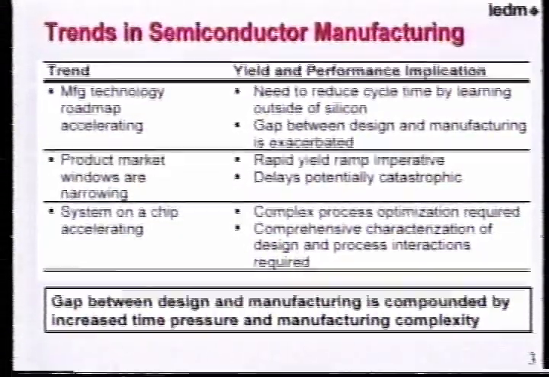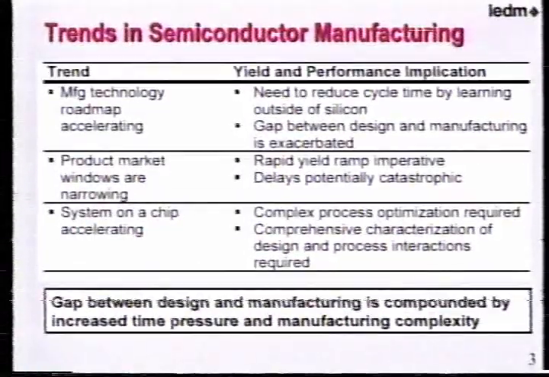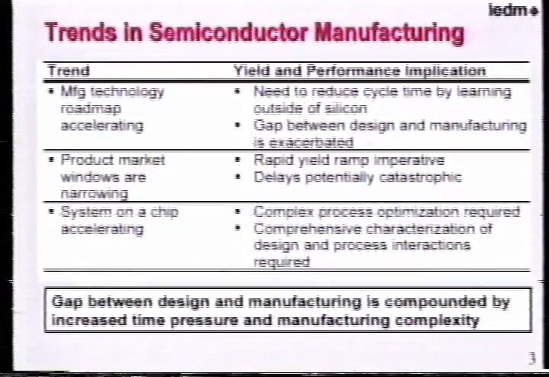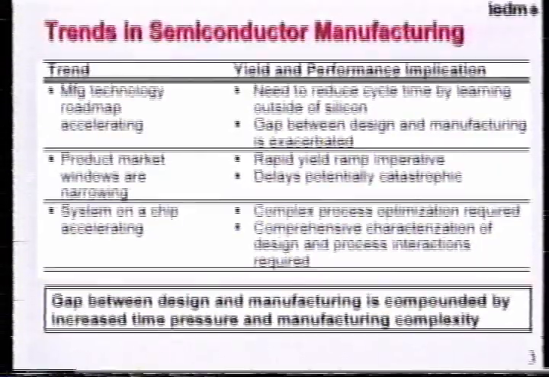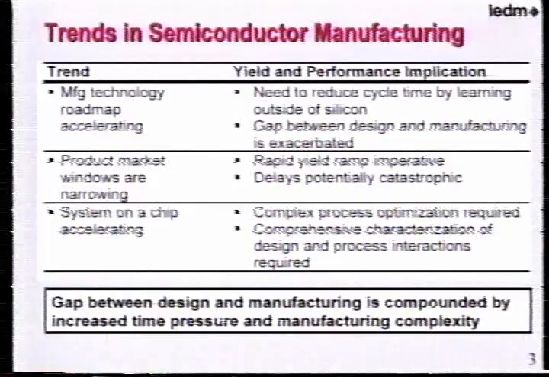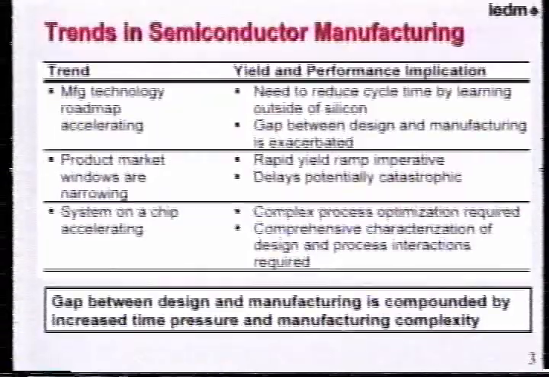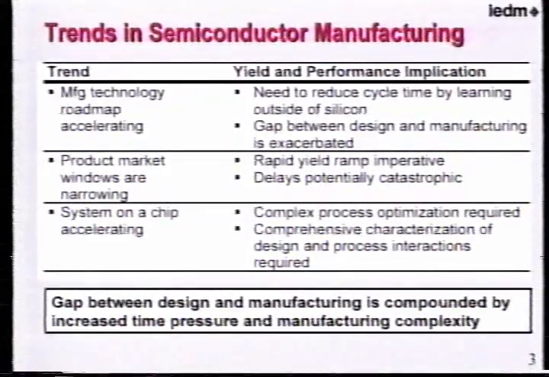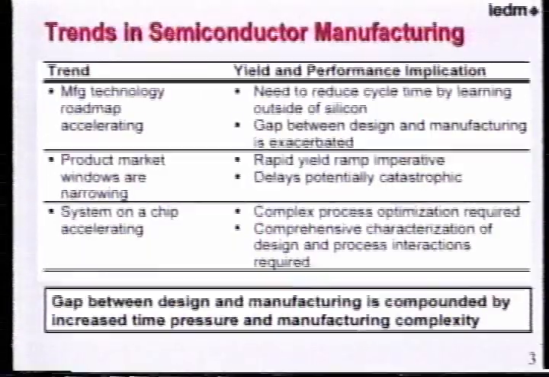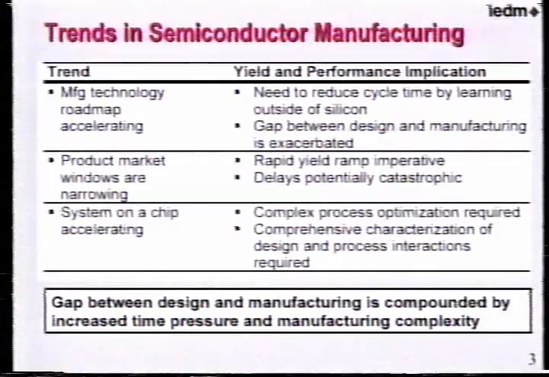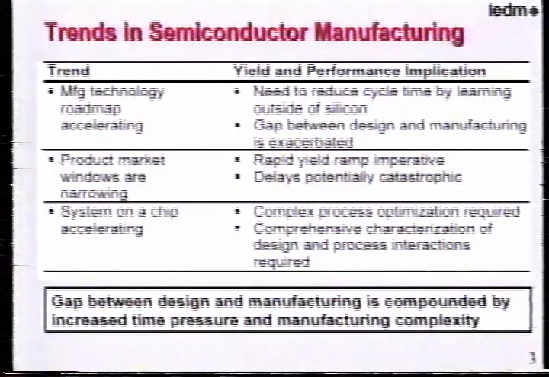And then we have systems on a chip. That is, we have all different kinds of functionality on a single chip, and with the 300 millimeter die size, you can put in more and more functionality on the chip. Again, this was talked about earlier in the morning where people want more technology, so more functionality on the chip. This means that you need a very comprehensive characterization of the design process interaction up front, and you have to do a very complex process optimization. All this has to happen together. There are these pushes from three different directions: the design manufacturing gap, increased time pressure, and increased manufacturing complexity. And you've got to do all these things with the minimum amount of silicon.